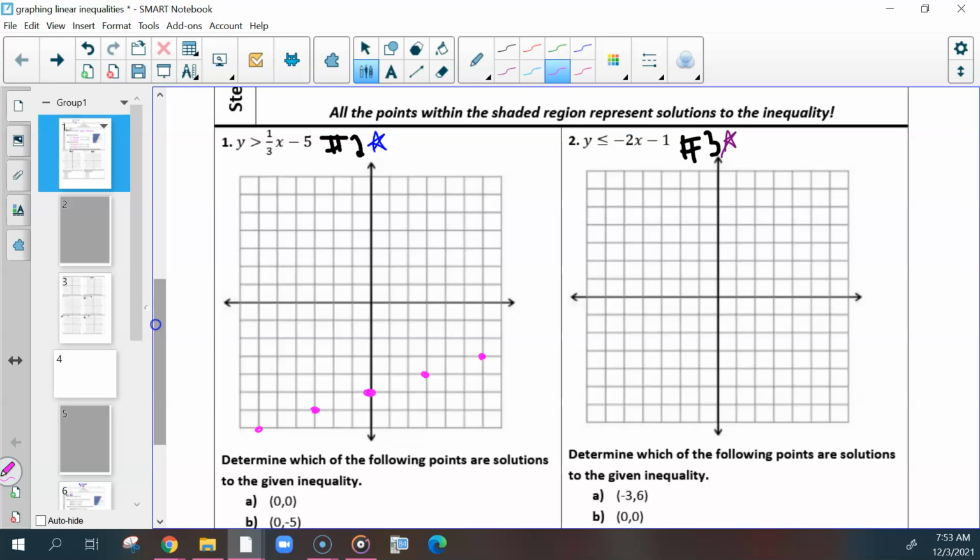Then we have to decide what type of line this is going to be and where to shade. So this is a strictly greater than. Would this be a dashed or a solid line? Dashed. So you could do one of two things. It's dotted right now, so if you wanted to just draw arrows at the end, you could do that. If you wanted to make it a little bit more dashed, you could put dashes in between. Either or.